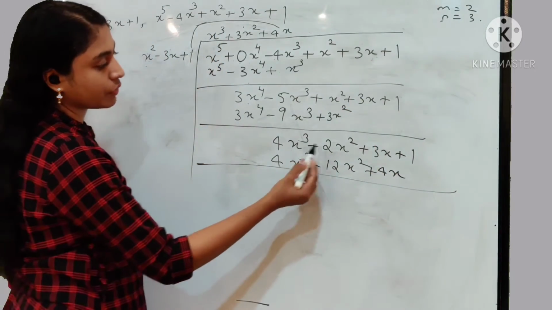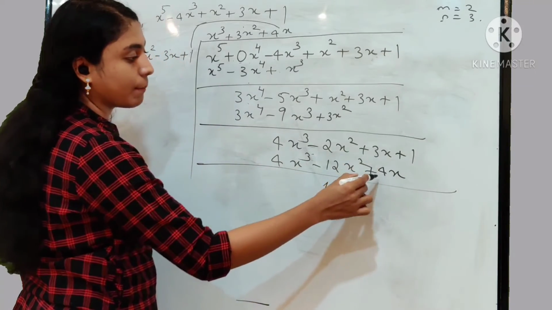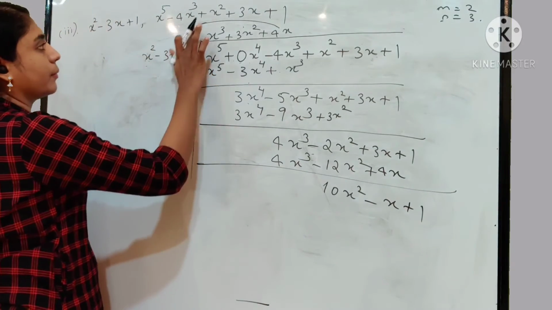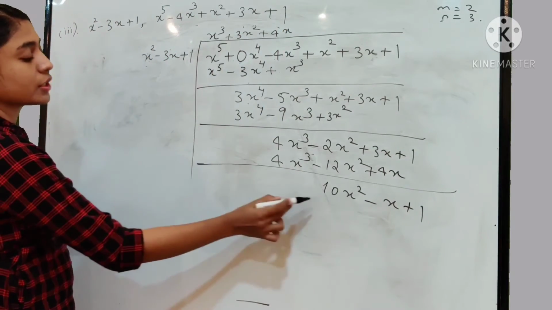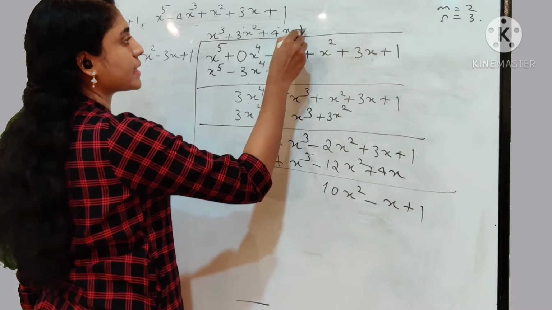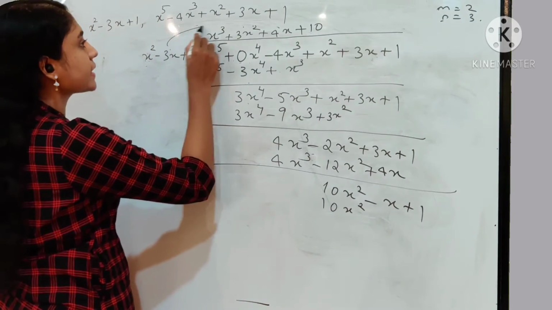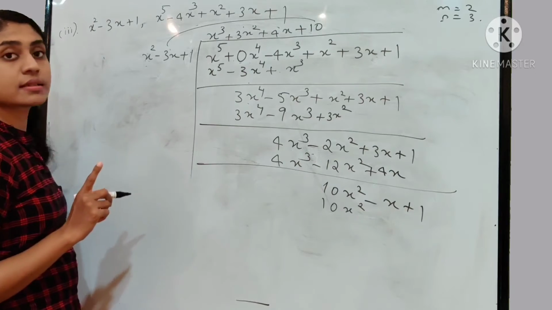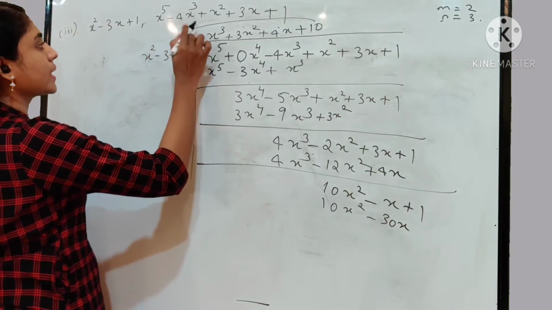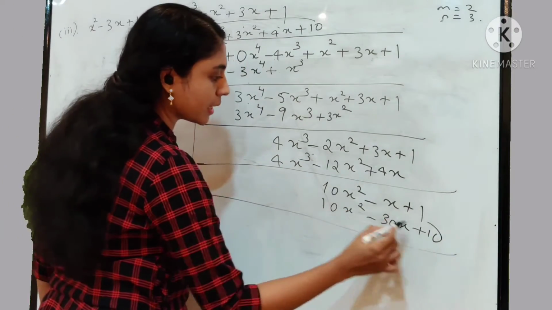Performing subtraction, what we will get? Minus 2 plus 12, it is 10, 10x square. 3 minus 4, it is minus 1. Minus x plus 1. Again, x square into 10, it is 10x square. So plus 10 into x square, it is 10x square. Then minus 3x into 10, it is minus 30x. Then plus 1 into 10, it is 10. Plus 10. So what is the remainder?